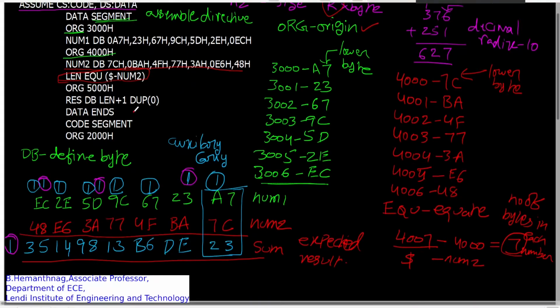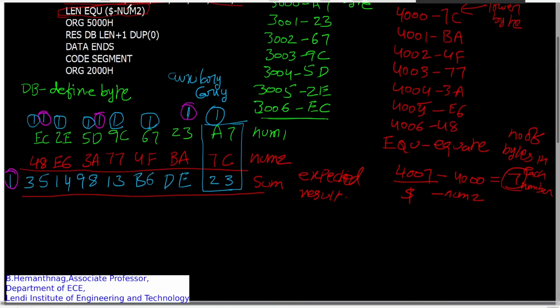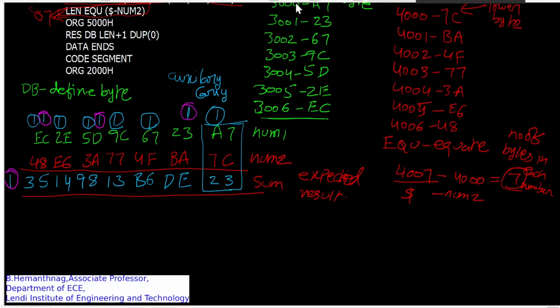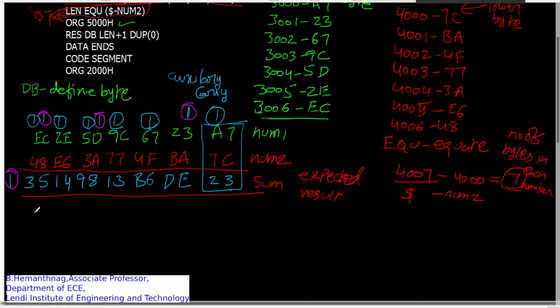Now as we move further, you can see here, after this is done, len is actually of value 7. Now I have org 5000. I am changing my offset address to 5000 using the org directive. This is the location of offset where I am going to define a set of bytes to be reserved for my result. So I am giving the label res at 5000. res is the label given to the offset address 5000, where I am defining bytes.